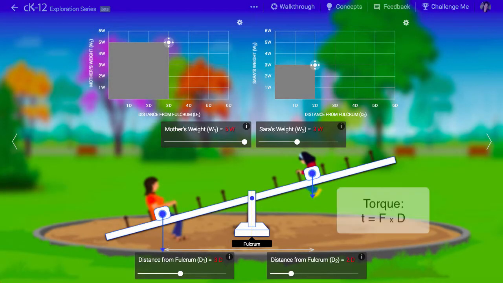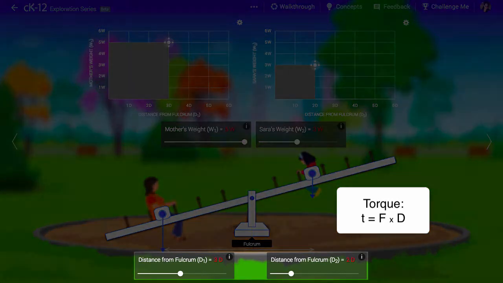Torque is the product of the force applied by the girl or her mother and the perpendicular distance from the fulcrum to where they are sitting. If the angle of the seesaw is small, as it is in this simulation, then this perpendicular distance is pretty much the same as just the distance to the fulcrum.